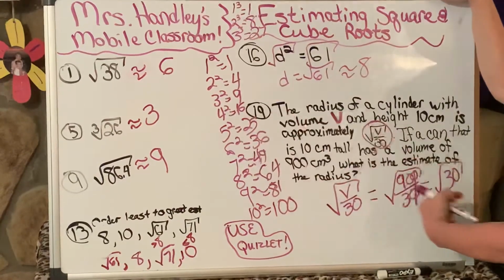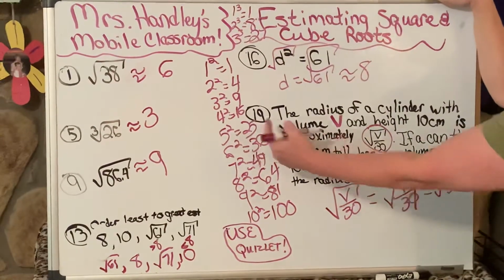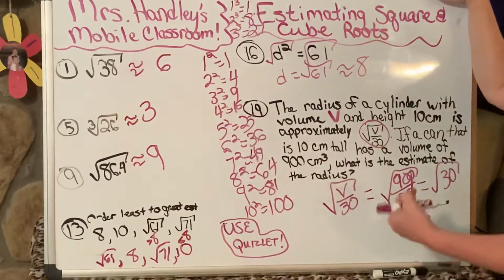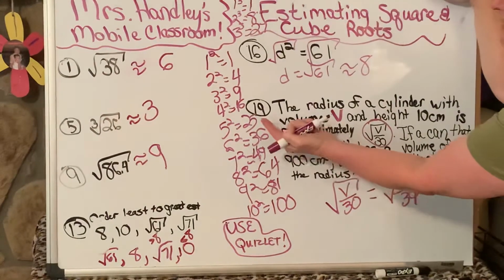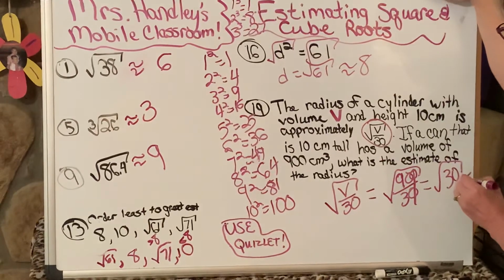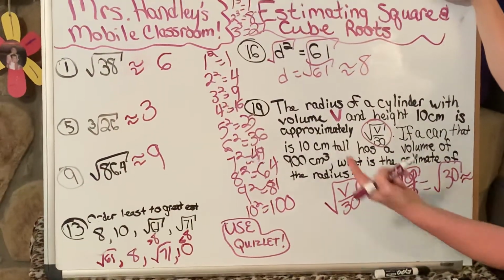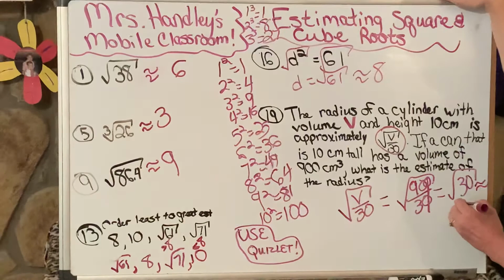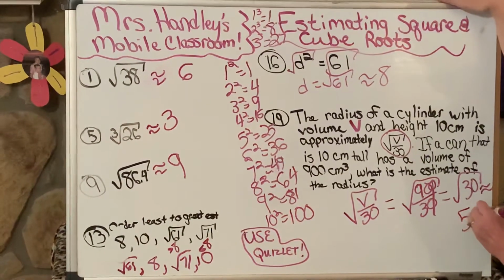So we go to our list again, and 30 falls between 25 and 36. This one's really close, but it is just a little bit closer to 5. And we just want an integer and no decimals. So it is approximately 5 centimeters.